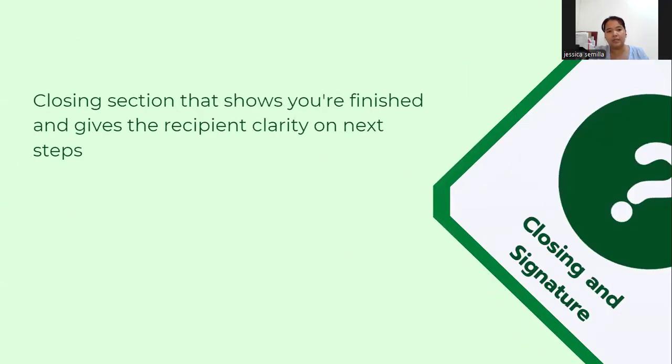And of course, the closing and signature. The closing section talks about the signature and the sender's name. You try to use Sincerely, Very truly yours, Respectfully, like that. Since this is a formal letter, you're going to use a formal closing line, like Very respectfully yours, or Respectfully, Sincerely, and there are other more formal closing lines.